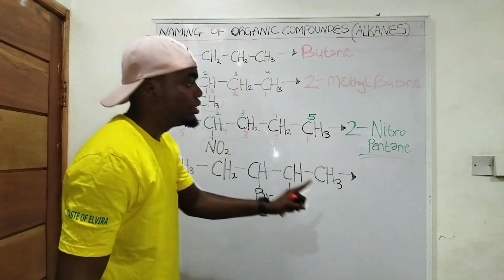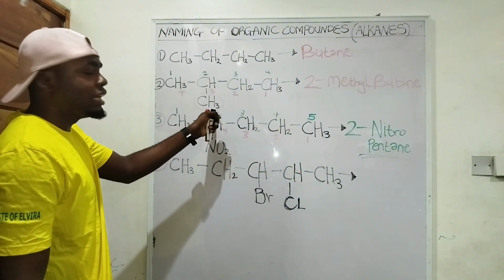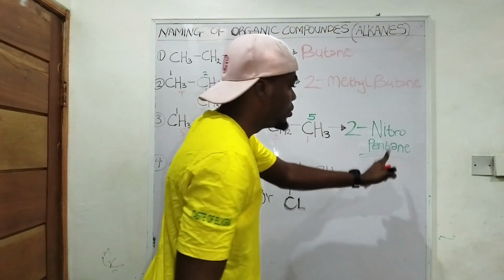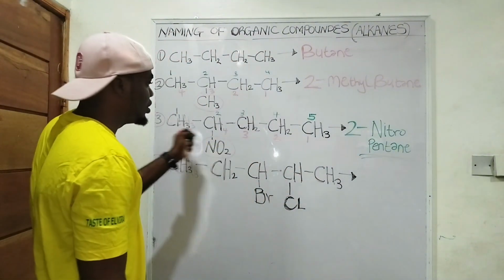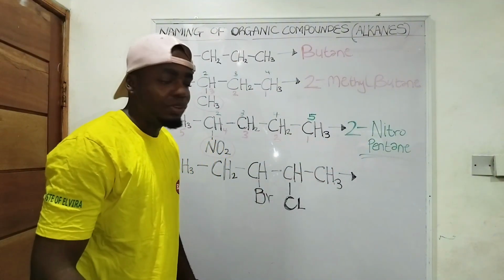So the name of the structure is 2 nitro. Remember, this 2 is because the nitro is connected to carbon 2. Nitro pentane. The pentane is there because the longest carbon to carbon chain is 5, and once it's 5, you name it as pent. Hope you understand.